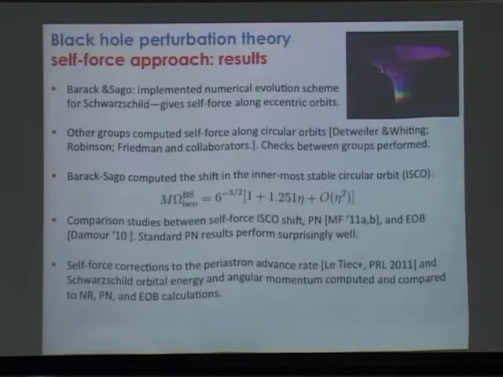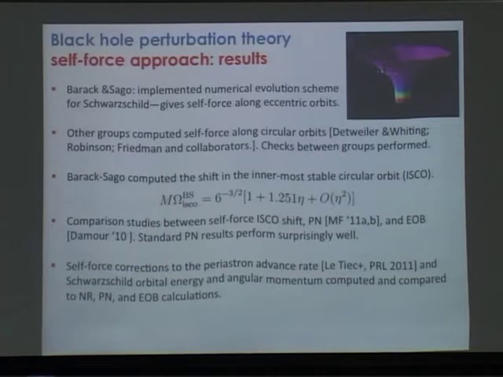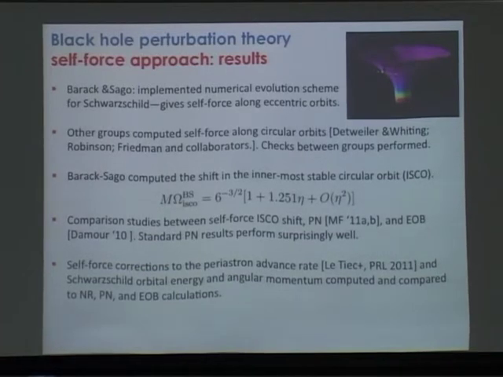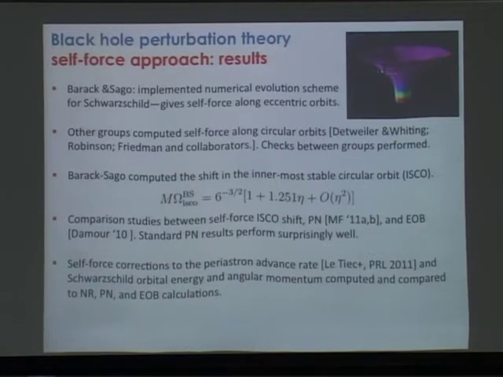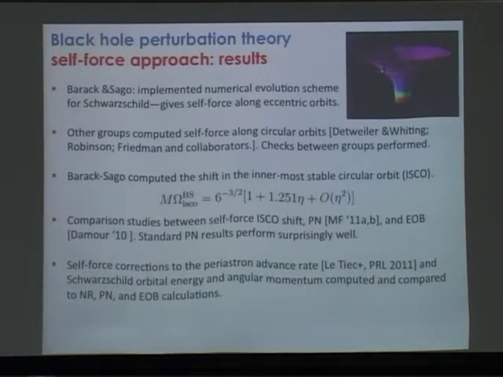Another interesting thing that was computed is the correction to the periastron advance rate. So this conservative correction I talked about, to say, what's Mercury's periastron advance rate? How does that depend on the mass of Mercury? I'm going to talk about that in more detail in a moment.